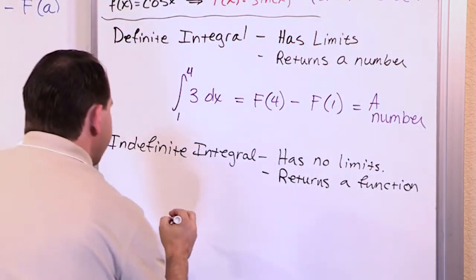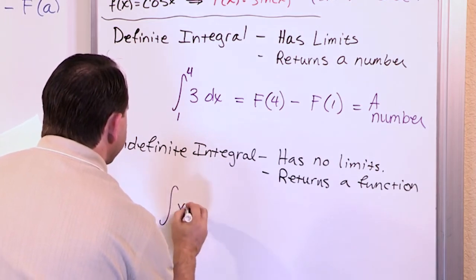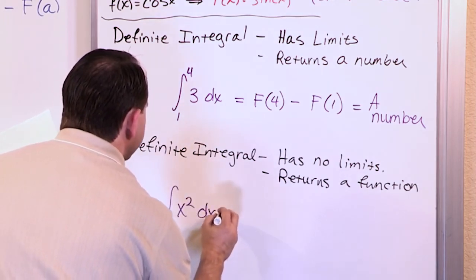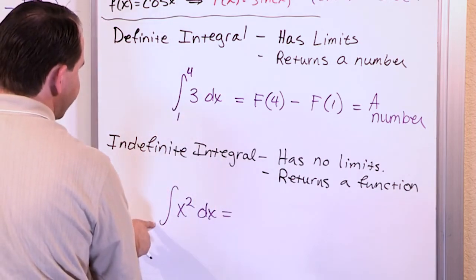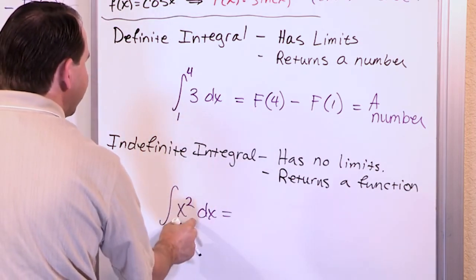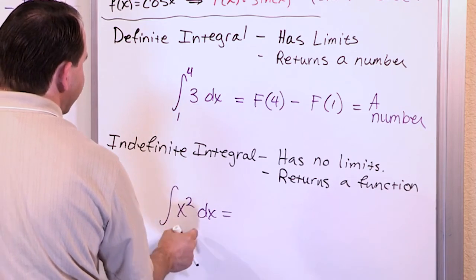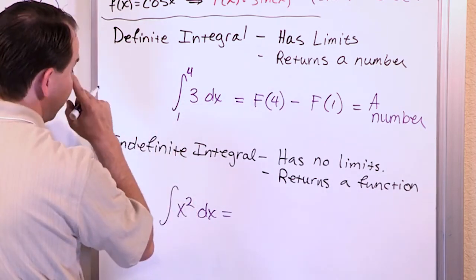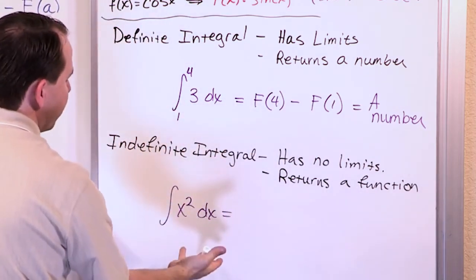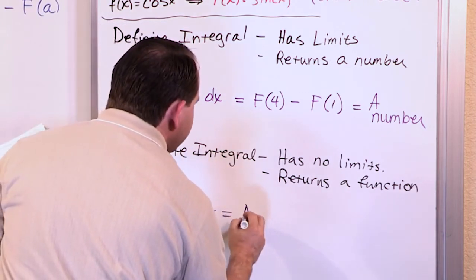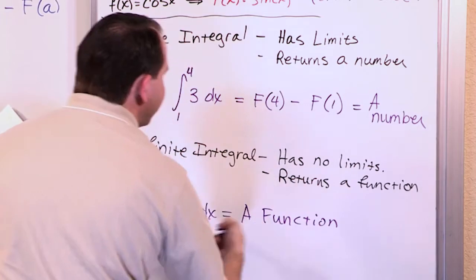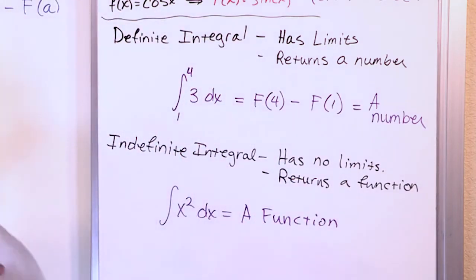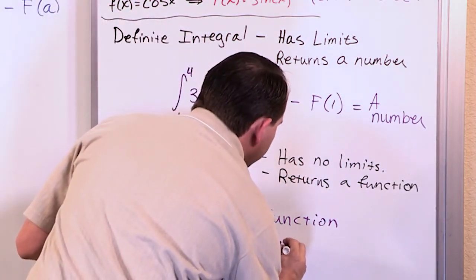And that would be something like the integral of x squared dx is equal to, what do we get? Well, there's no limits of integration here, but we can still take the antiderivative. When you see this symbol, what you're trying to find is the antiderivative. So what you're going to get, I'm not going to go through the math behind it, is a function, which is called the antiderivative, right? So let me write that down, the antiderivative.